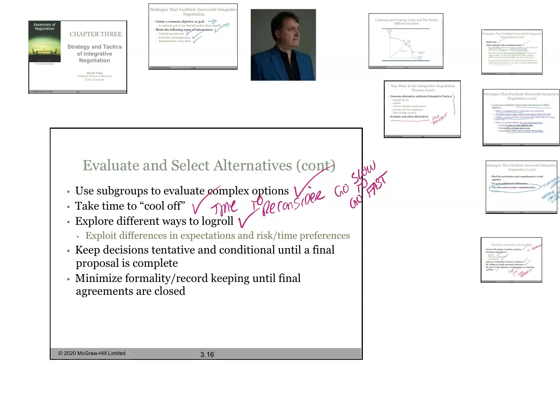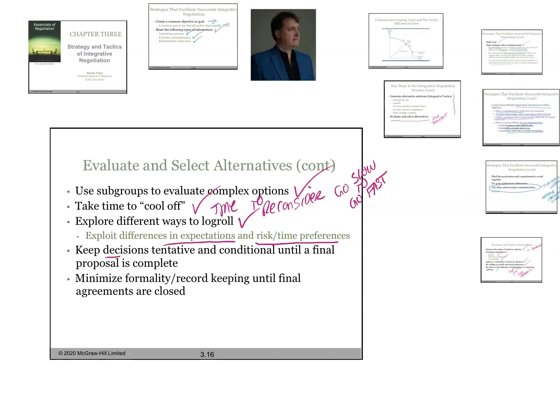Explore different ways to logroll. Get into it a little more deeply. This is not a separate tactic, but if you can exploit the differences in expectations and the risk and time preferences. In other words, if some person is very risk averse around a particular issue and you're not, take advantage of that together and maybe provide them the security they need and get what you need on another issue. But having the ongoing dialogue and really going deeper into interests and needs and drivers and motivations gives you another opportunity to logroll and make those shifts and exchanges for high priority and lower priority issues a lot more interesting and a lot more effective.